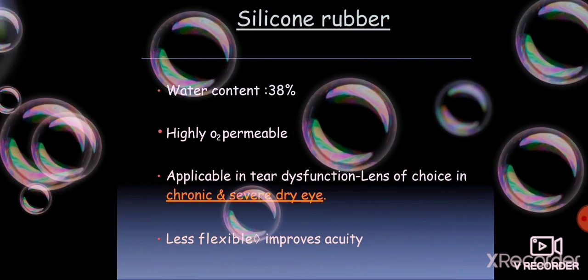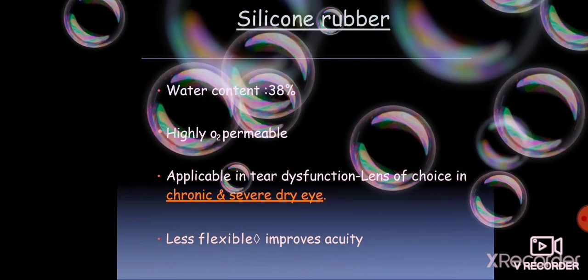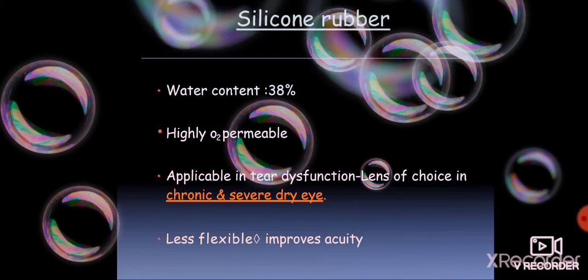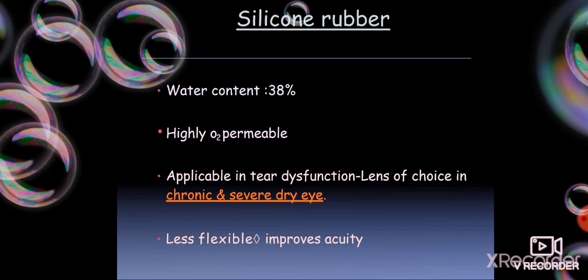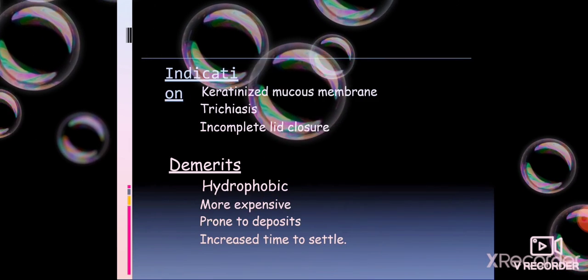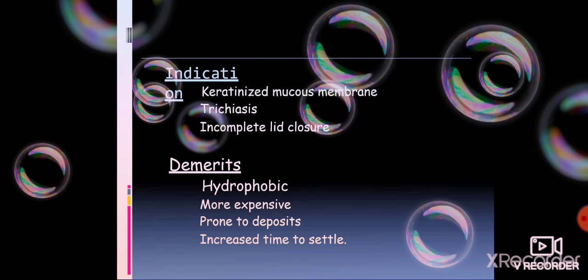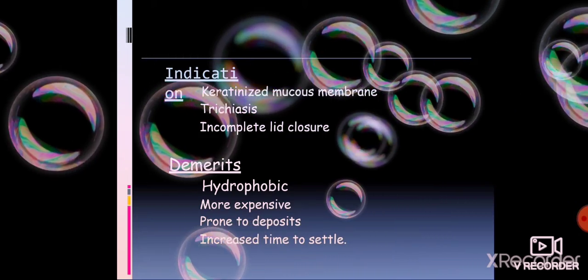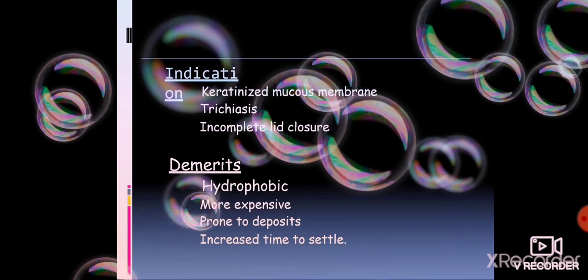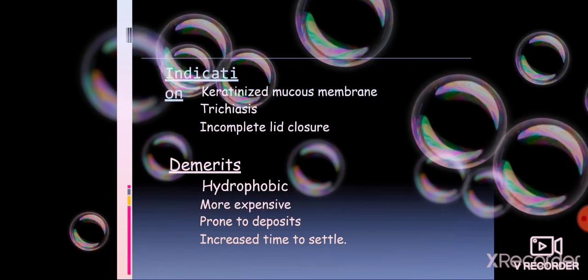Silicone rubber lenses have a water content of about 38% and are highly oxygen permeable. They are applicable in tear dysfunction, the lens of choice in chronic and severe dry eyes, less flexible, or improve acuity. Indications are keratinized mucous membranes, trichiasis, and incomplete lid closure. Demerits are that the lens is hydrophobic, more expensive, prone to deposits, and takes increased time to settle.